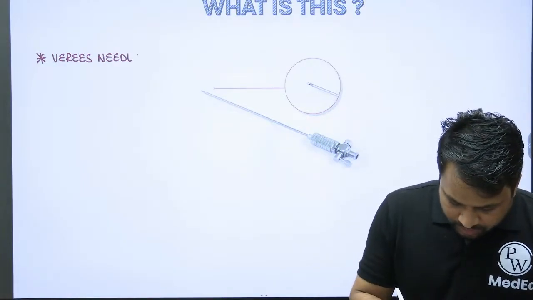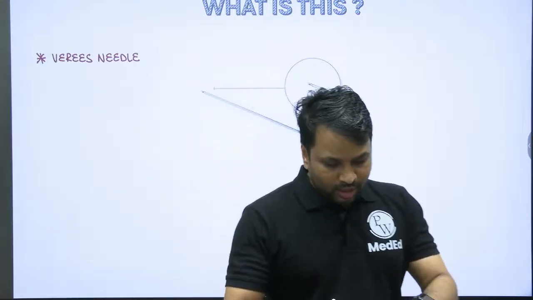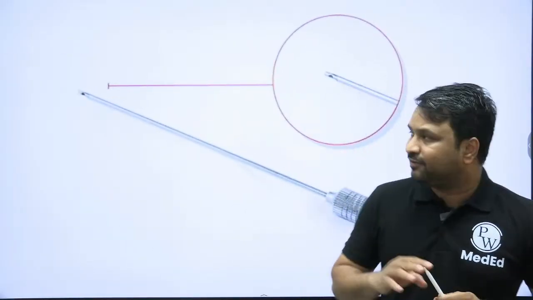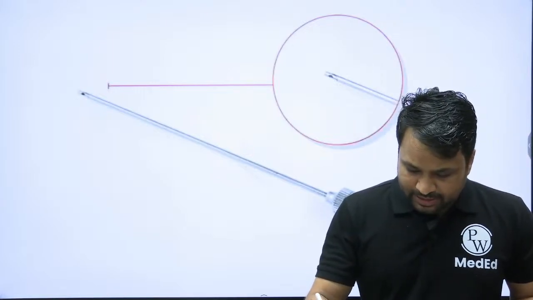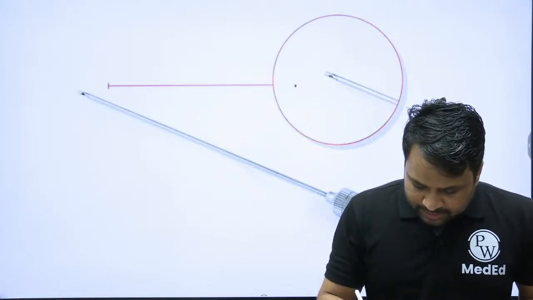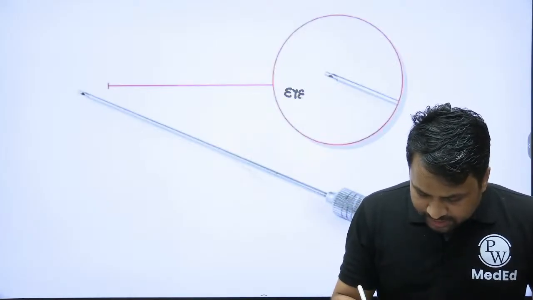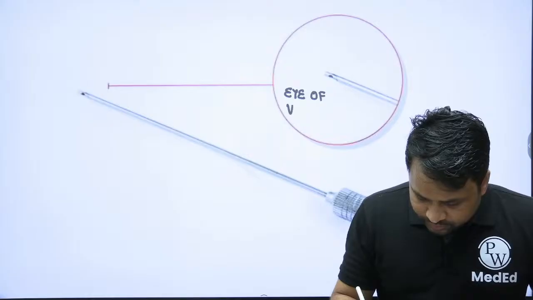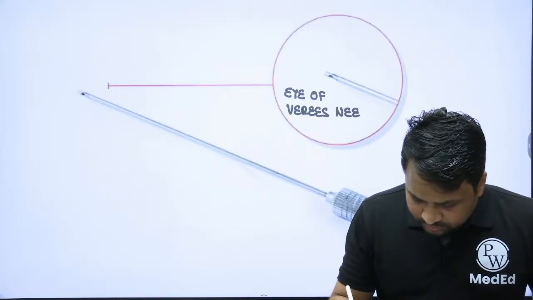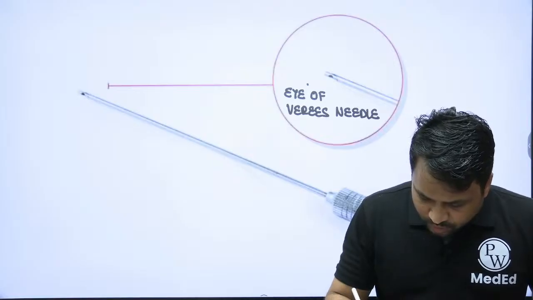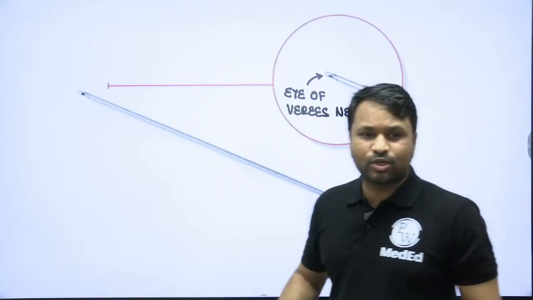ठीक है. अच्छा, what is so special about Veress needle? Veress needle के बारे में क्या special है? When you observe the Veress needle very carefully, at the tip of the Veress needle, there is a small opening that is present, and this is what we call the eye of the Veress needle. एक छोटा सा छेद that you can see, that small opening is called Veress needle का eye.